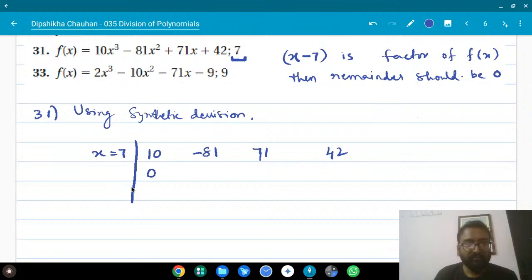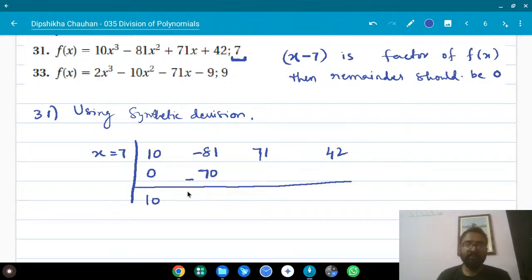Then go. So it will be 10. It will be 70. It is minus 11. It is minus 77. It is minus 6. It is minus 42. And the last one will be 0.